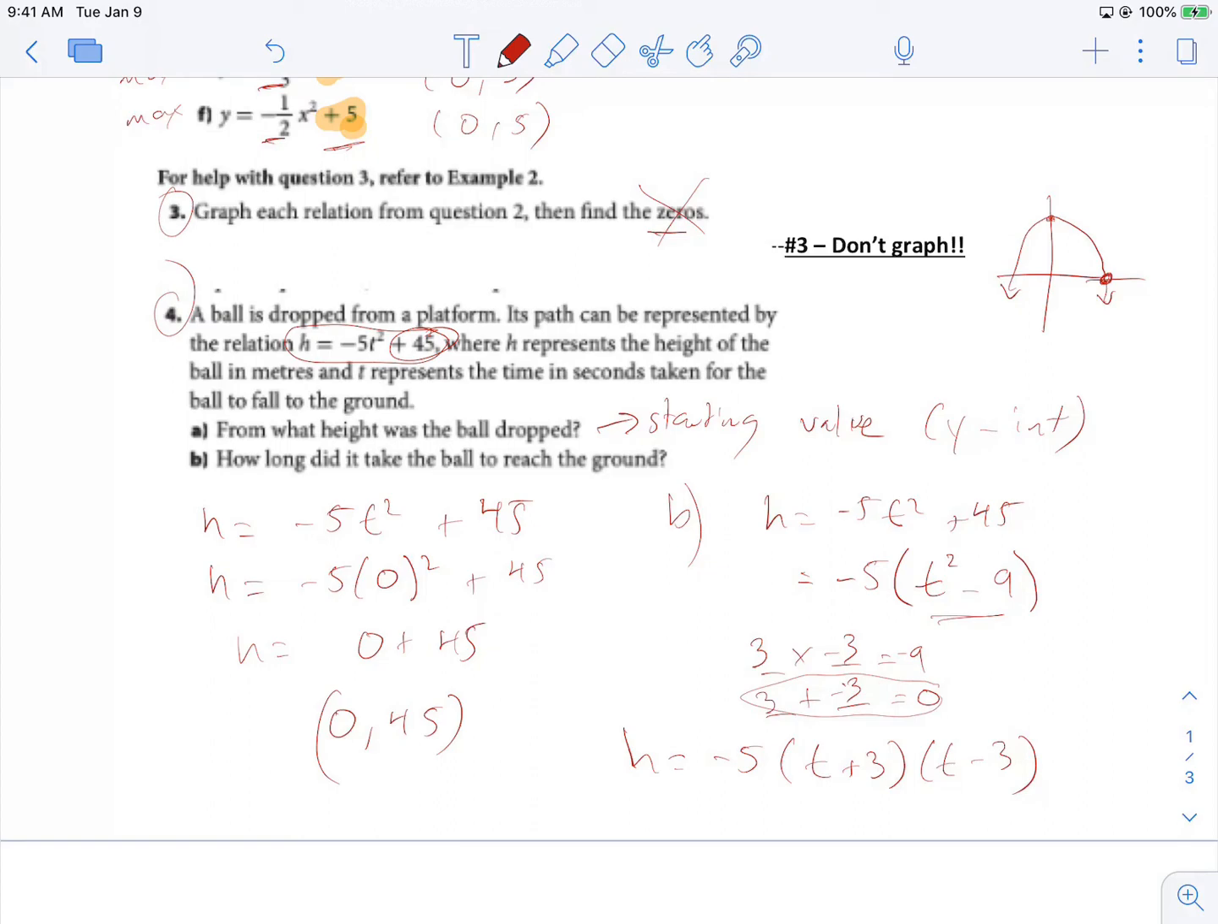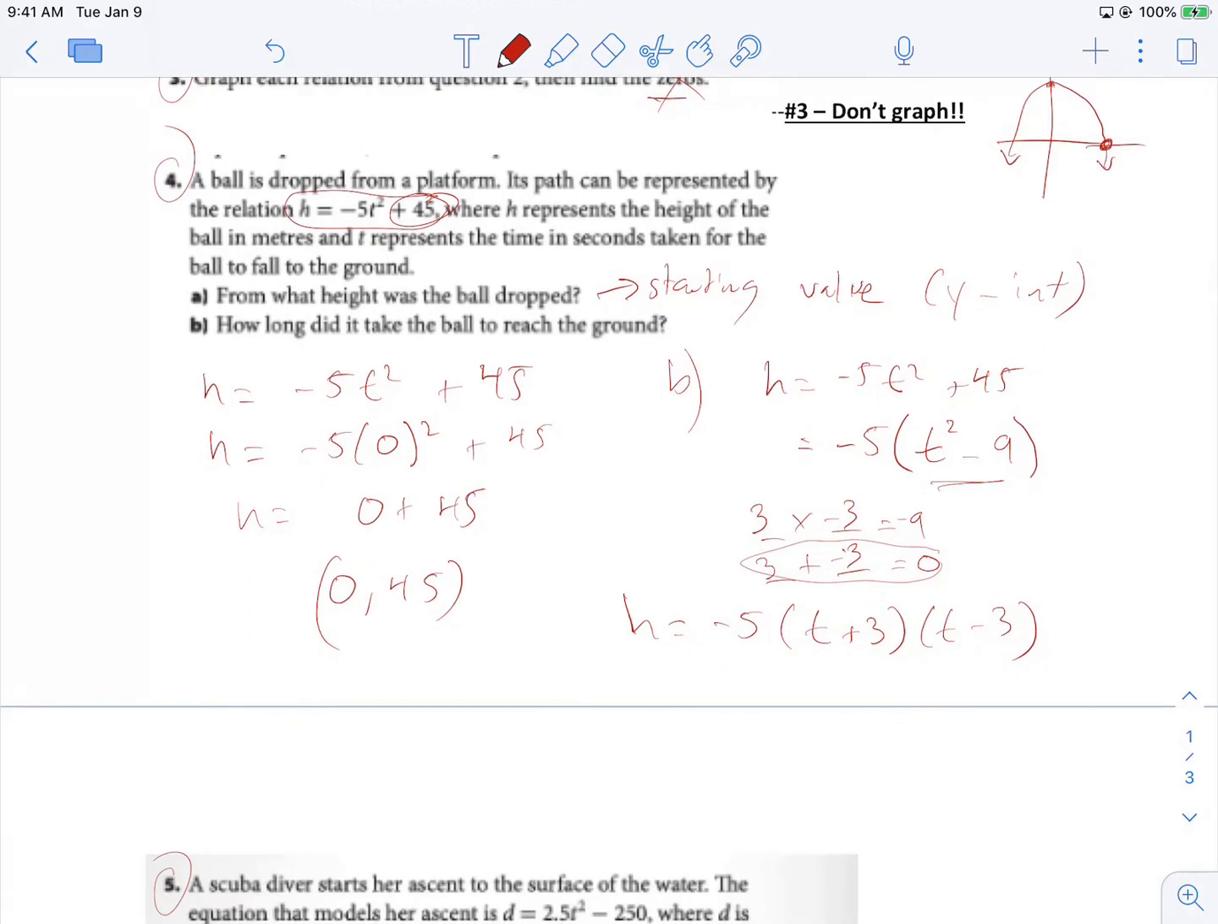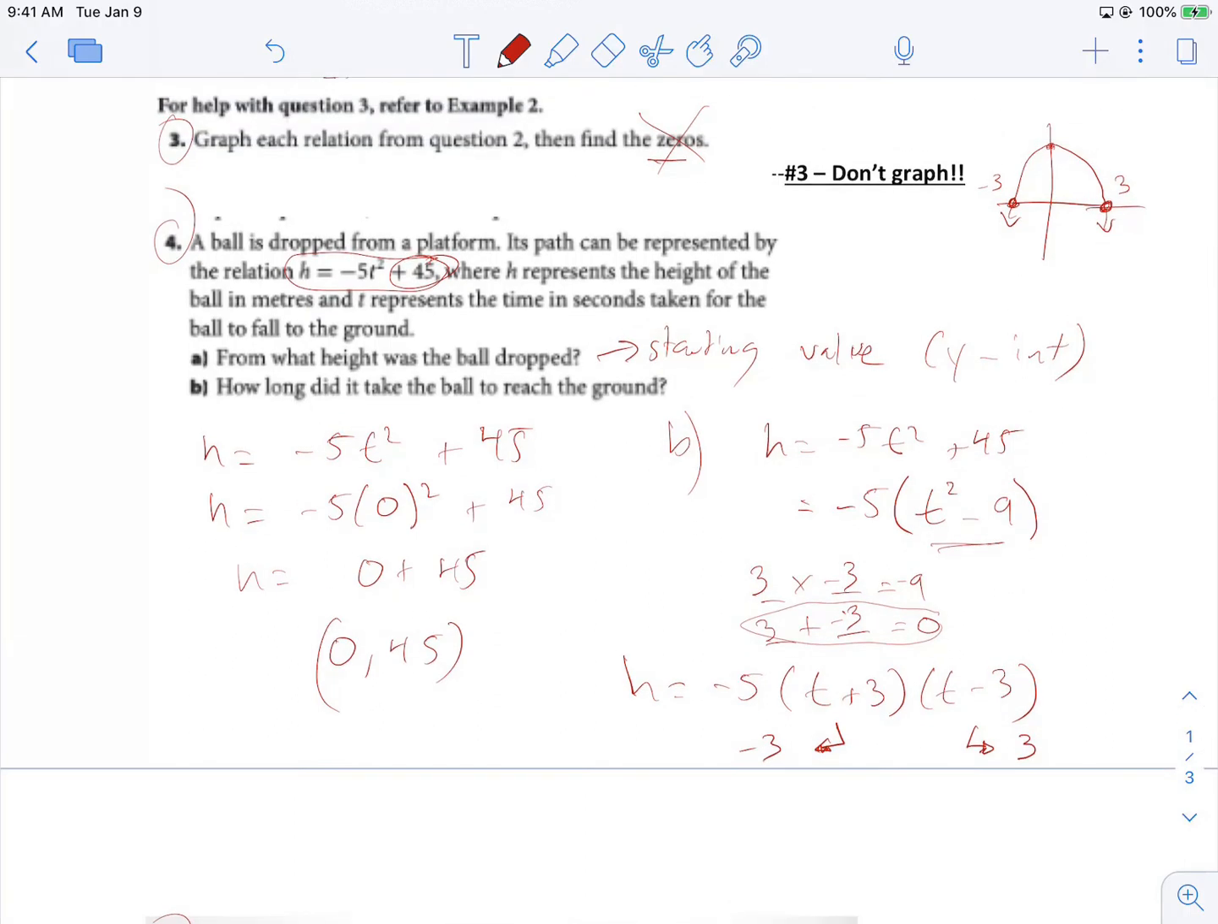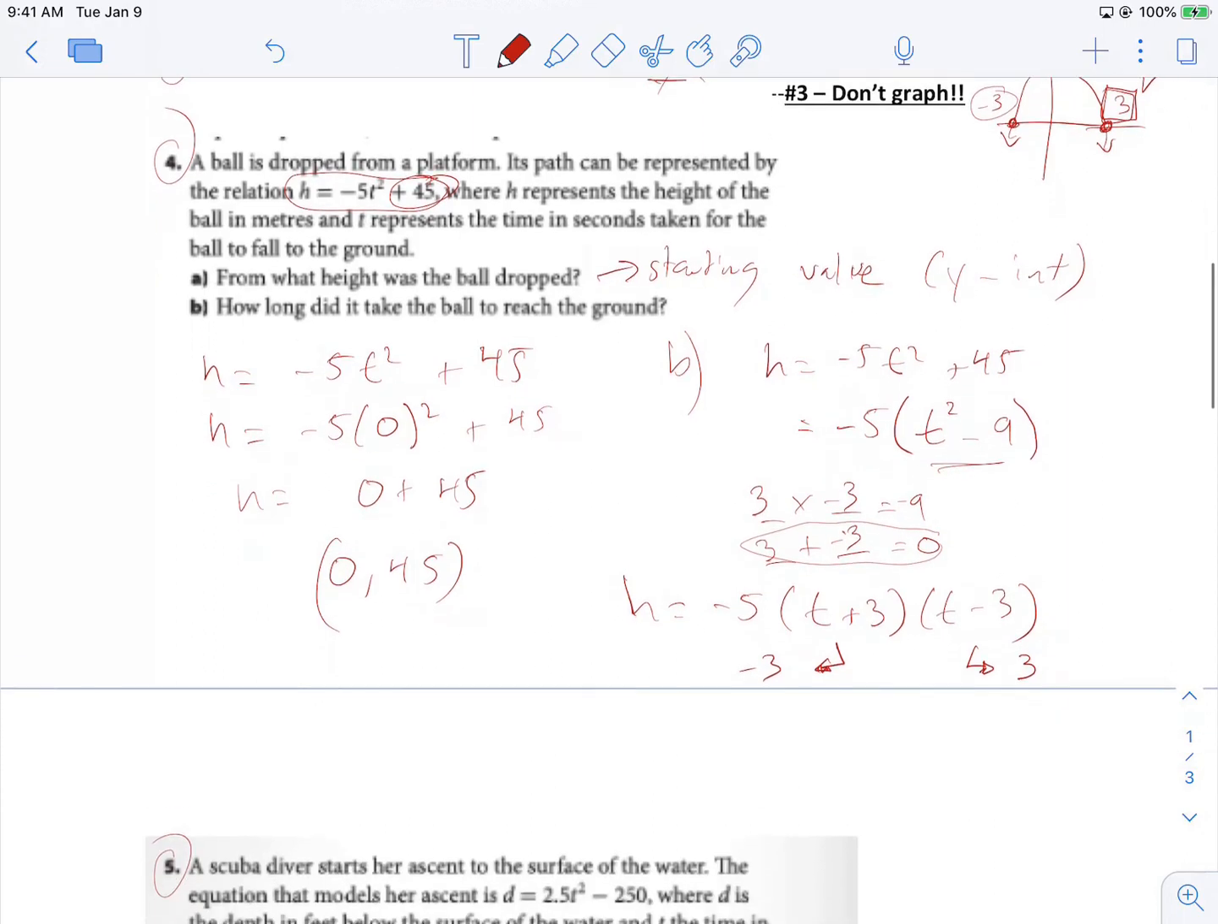So that still doesn't answer my question. How long did it take the ball to reach the ground? Well, from here, now we have two zeros. Remember, we need to flip the signs. We have negative 3 and positive 3. That makes sense because if we look at our graph here, this might be negative 3 and this one's positive 3. So if I asked you, when does the ball hit the ground? Hopefully you wouldn't tell me negative 3 seconds. That doesn't make any sense because time is not negative. You would say it is positive 3 seconds after being dropped.